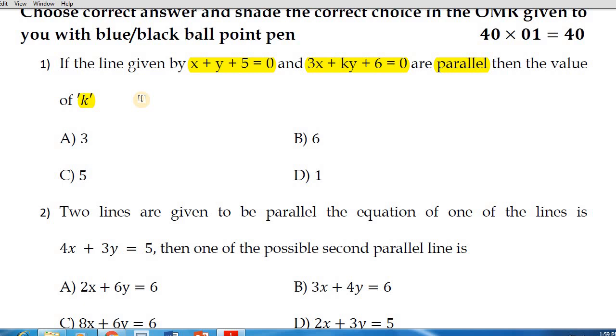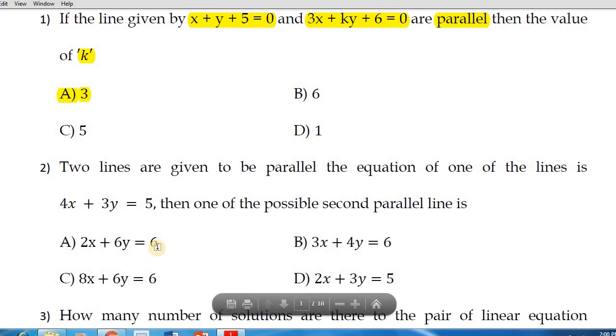So as the lines are parallel, you must be knowing, a1 by a2 is equal to b1 by b2, which is not equal to c1 by c2. So here k is present in the place of b2. Hence, first find the a1 by a2 ratio. That is 1 by 3 we will get, and find the b1 by b2 ratio. In the place of b1 we get 1 and in the place of b2 there is a k. So actually a1 by a2 is equal to b1 by b2. Hence the k value has to be 3 for this question.